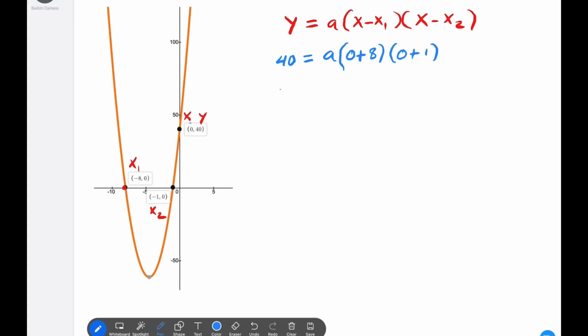Okay, so 40 equals, all right, 0 plus 8 is 8. 0 plus 1 is 1. 8 times 1 is 8. Okay? So we have 8a, which means that you divide by 8 from both sides, so a equals 5.